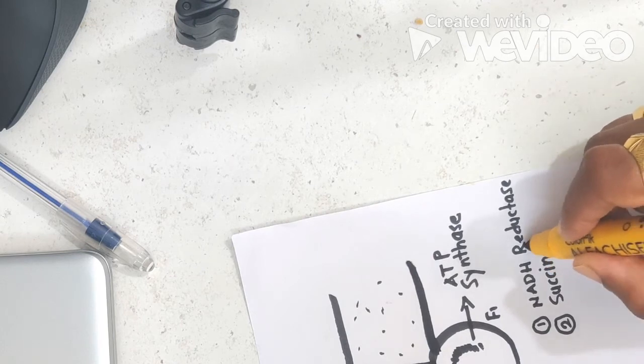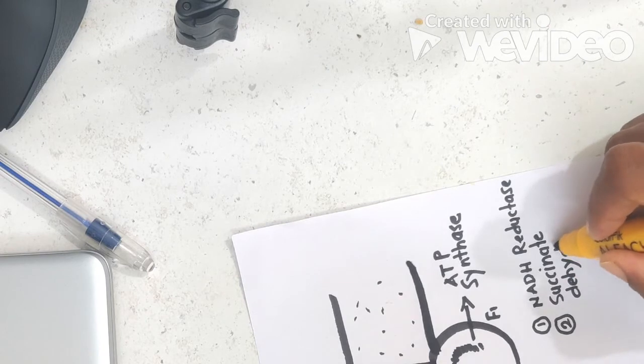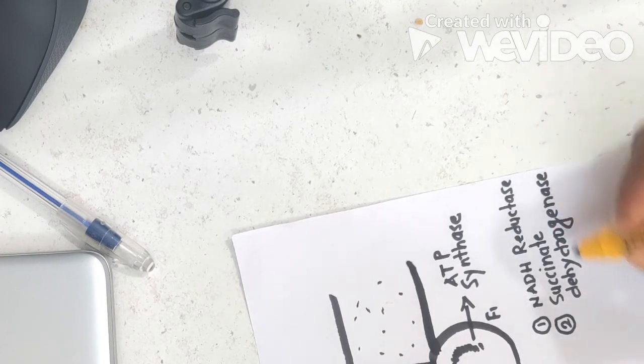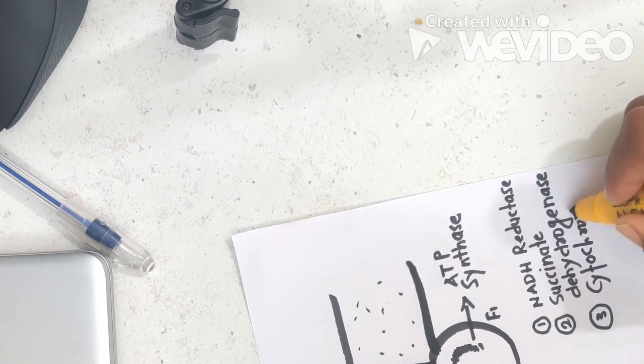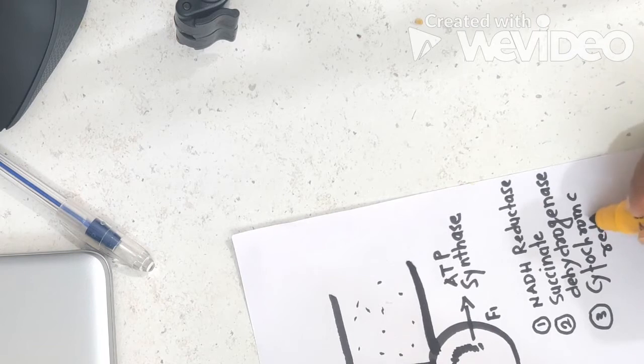The name of the third complex is cytochrome C reductase. The name of the fourth complex is cytochrome oxidase. The cofactor of this cytochrome oxidase complex is copper.